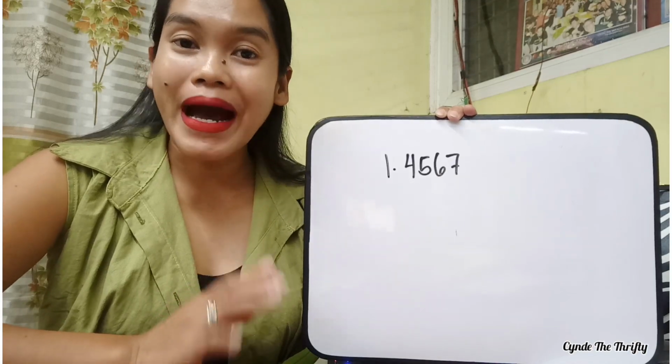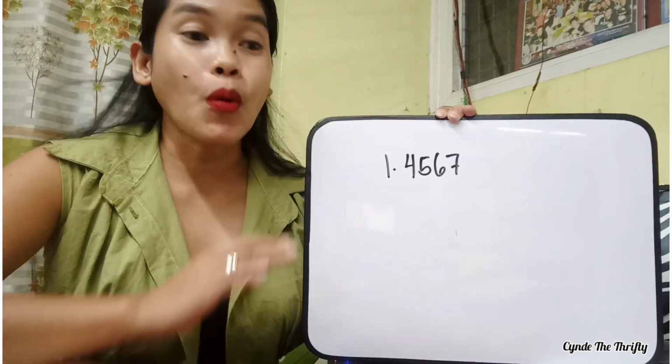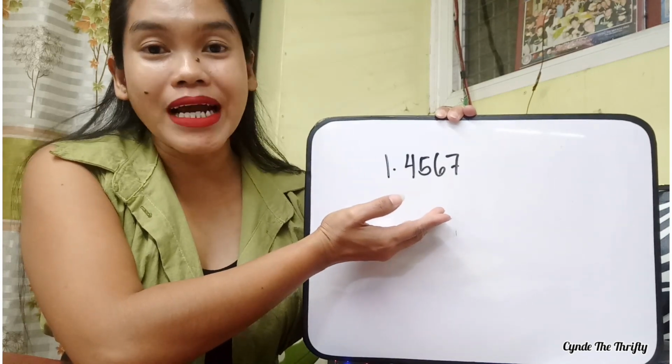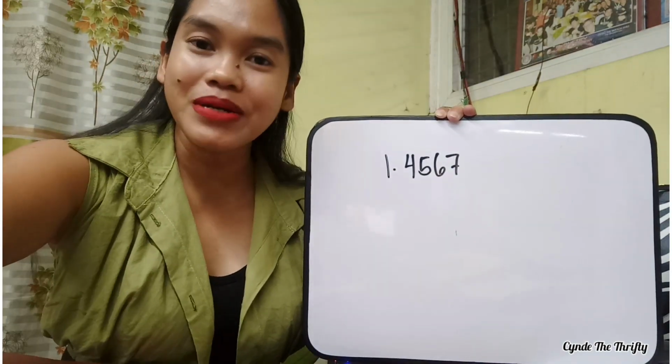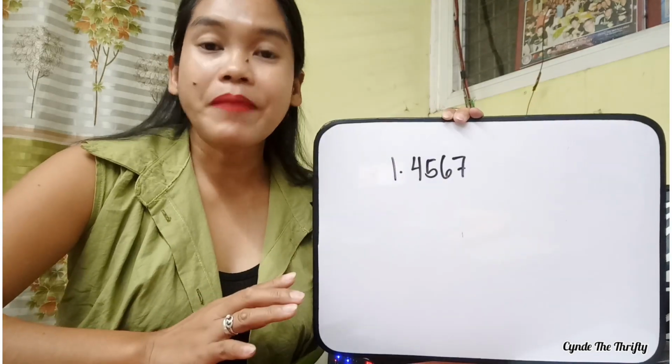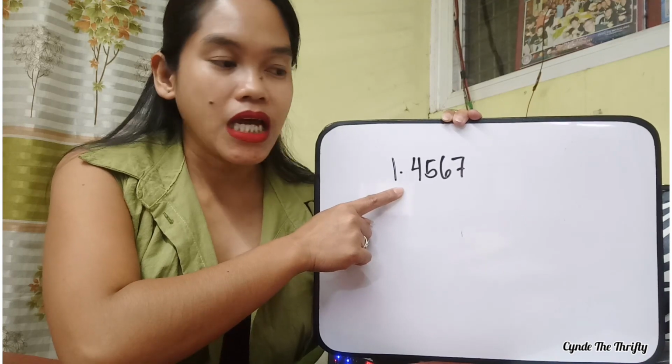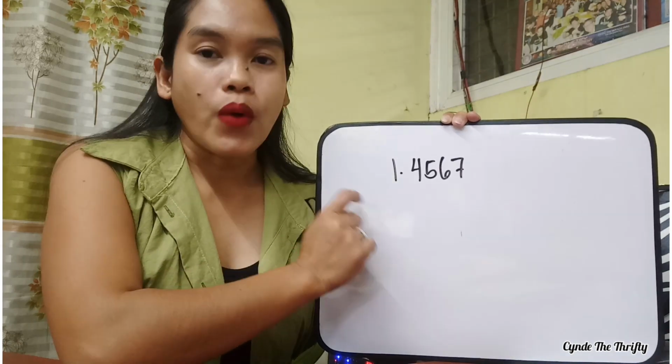Dahil tapos na tayo kung paano basahin ang decimal numbers, ngayon naman is kung paano natin isulat. So, meron tayong numbers dito. Ang gagawin natin is isusulat natin siya. So, paano natin yun gagawin? Step number 1 natin is isusulat natin ang ating whole number. So, ito yung whole number natin, 1. So, isusulat natin siya as 1.